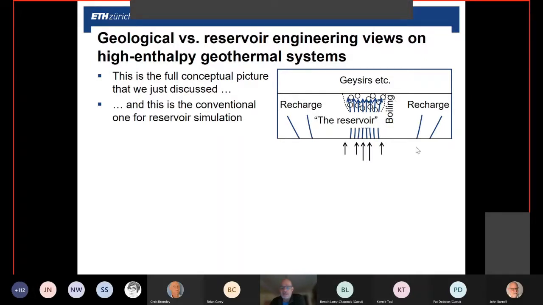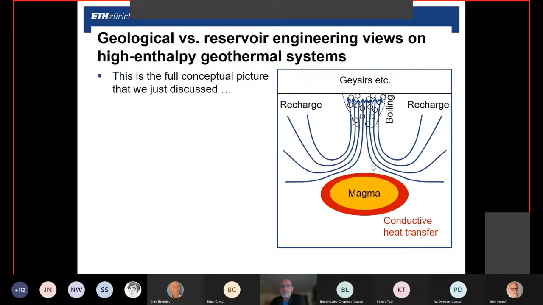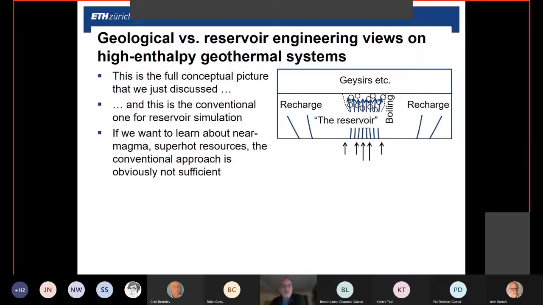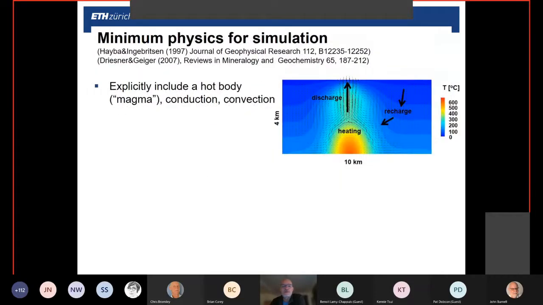But if you want to understand super hot resources that may be here above the magma chamber, this is definitely not the way to go. So this conventional approach is not sufficient for that. And so for meaningful simulations, we need to add functionality for supercritical resources. This was pioneered by Dan Heiber and Steve Ingebrigtsen from the USGS 25 years back.